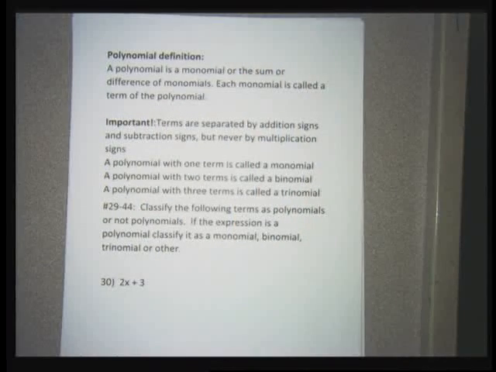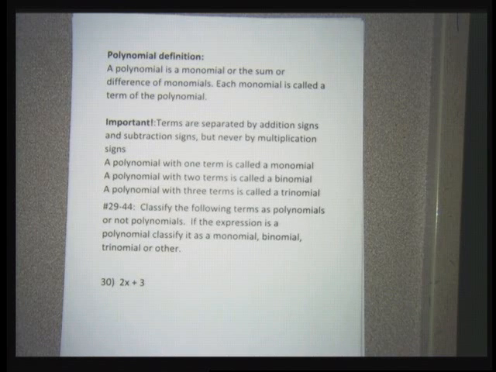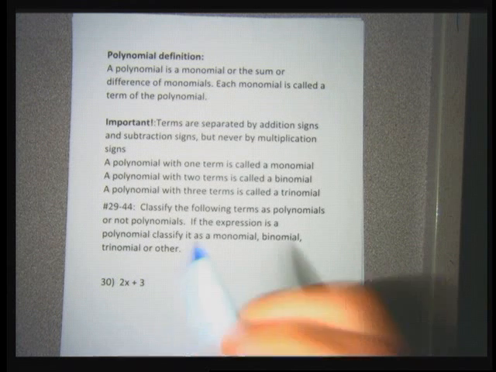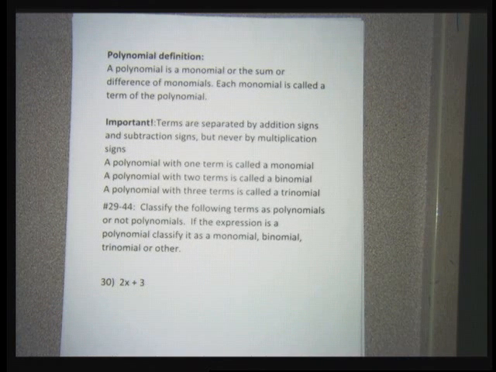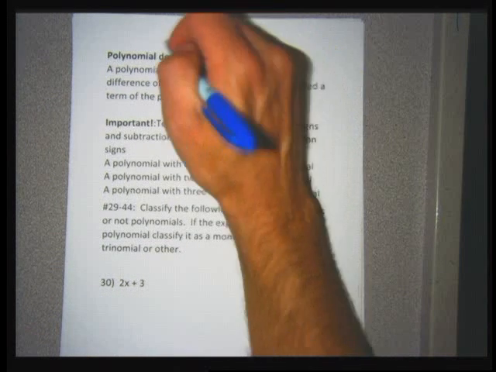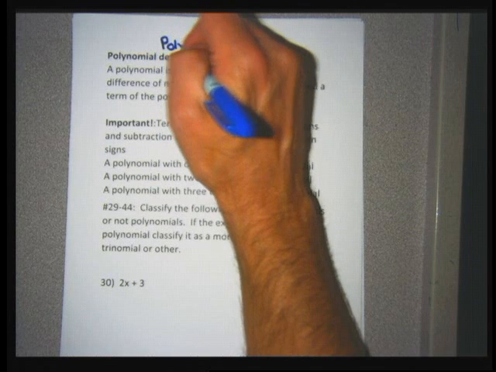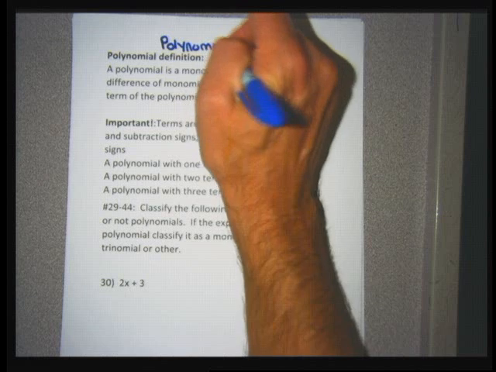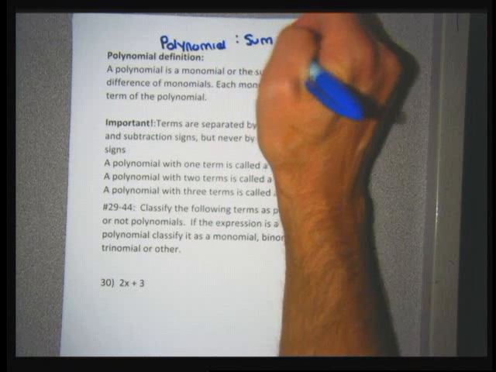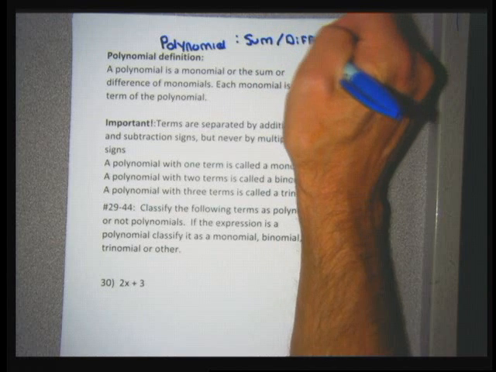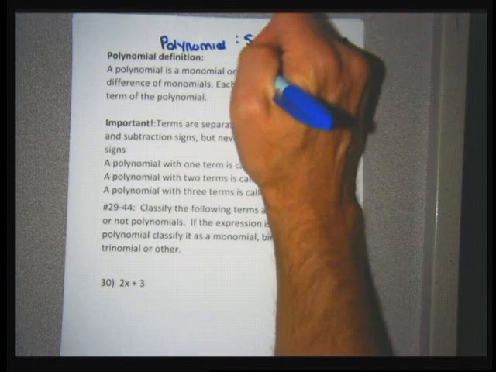All right, so new word, new definition, and the title of the chapter. If you read the title of the chapter, it was called Polynomials, and finally we're getting into the key word in the chapter. So a polynomial is just one or more monomials being added together or subtracted together. A polynomial is a sum or difference of monomials.